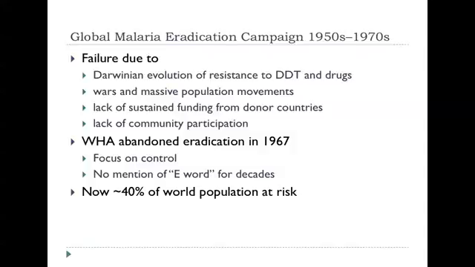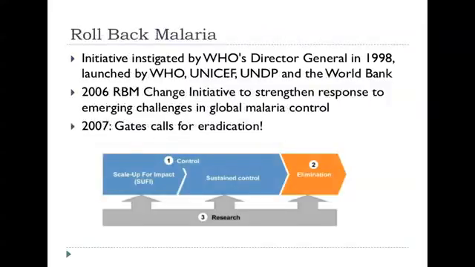And the World Health Assembly abandoned eradication in 1967. They said, this isn't working, let's be realistic, we're not going to eradicate malaria. And the focus was on control, sticking your finger in the dike rather than actually trying to get rid of this forever. And in fact, eradication or elimination became taboo words in the malaria community. Nobody said the E word for decades. So we're now at a situation where about 40% of the population is at risk. A little bit better than it had been, but still a big problem.